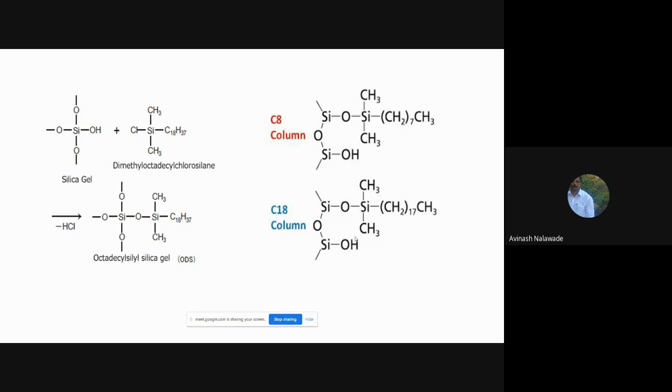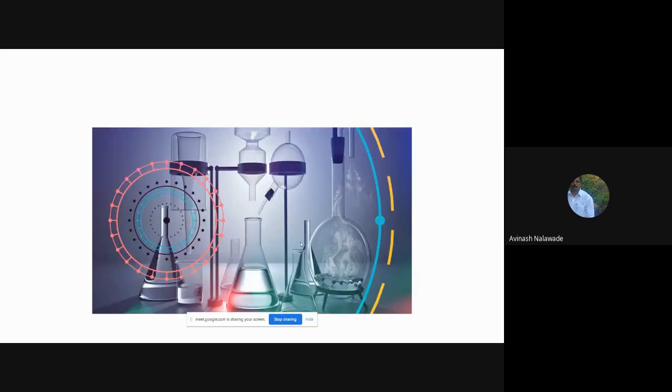Now how can C8 or C18 be formed? It is formed by the reaction between silica gel and, for example, dimethyl octadecyl chlorosilane. So this is formed, that is octadecyl silane. Silica gel is a form, and that is nothing but the C18. So this is about how the C18 is present in the stationary phase. Okay. Now I will show one video. In that video, you'll know what operations are taking place. So we'll play this video, and after that we'll see the remaining part. Okay.